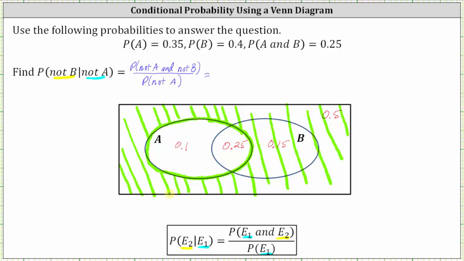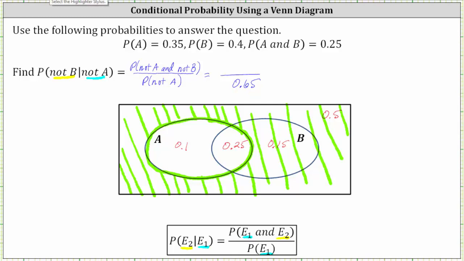We can find this probability two ways. We can sum 0.15 and 0.5. 0.15 plus 0.5 is 0.65. Or we could take 1 and subtract the sum of 0.1 and 0.25, which gives us 1 minus 0.35 or 0.65. And now let's find the probability in the numerator, which is the probability of not A and not B.